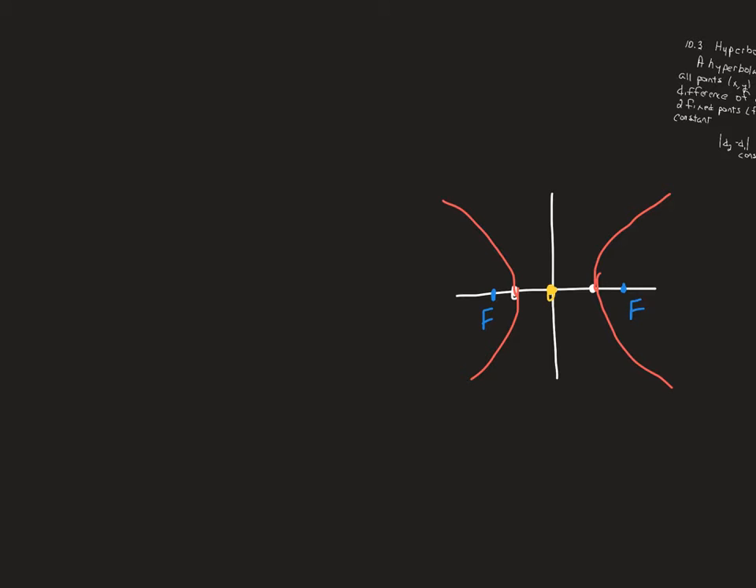The segment between the two vertices, if we say this is vertex 1 and vertex 2, is called the transverse axis. The length of the transverse axis in this case would be 2a. But let's look at our two possibilities. Again, this is the standard equation of a hyperbola with the center at the origin.